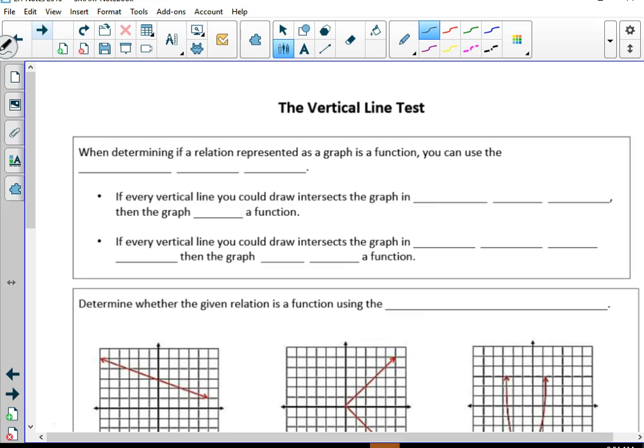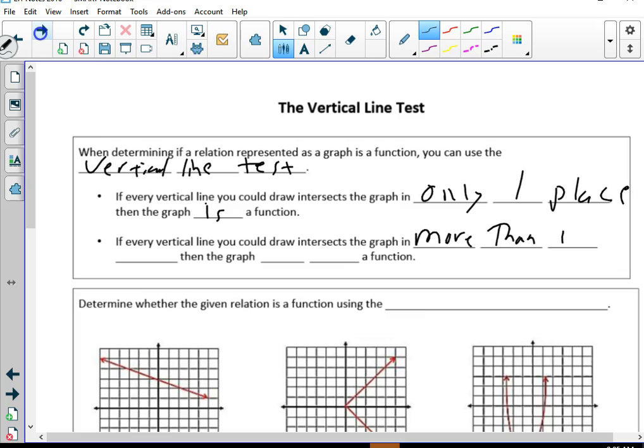Okay, last thing on this section, the vertical line test. When determining if a relationship is represented as a graph as a function, you can use the vertical line test. Okay, if every vertical line you draw intersects the graph in only one place, then the graph is a function. If a vertical line intersects more than one place, then the graph is not a function.